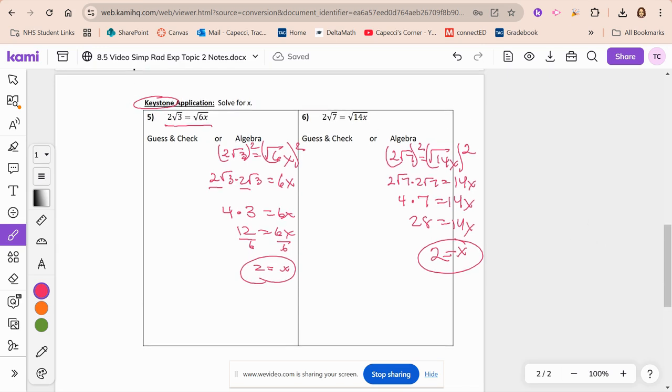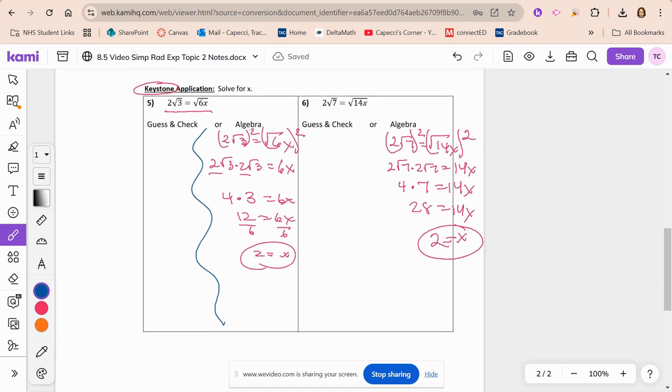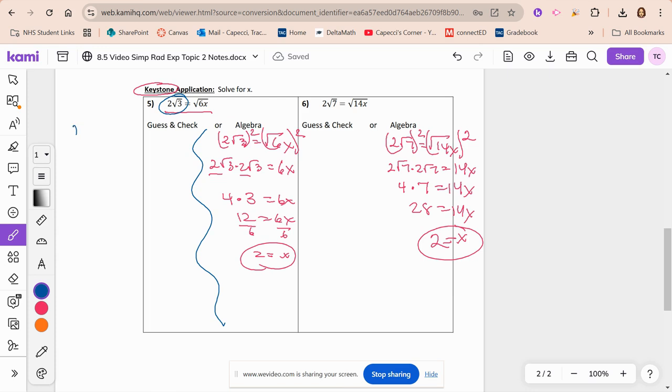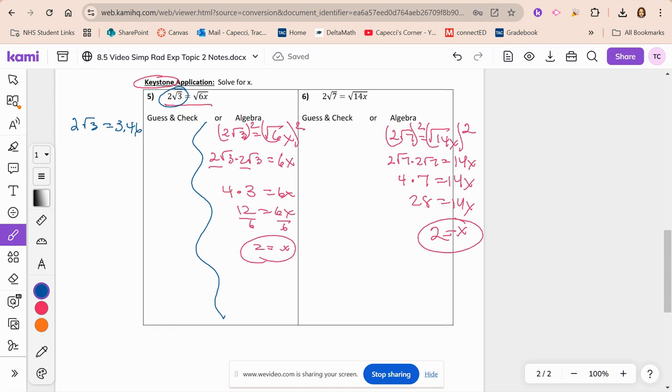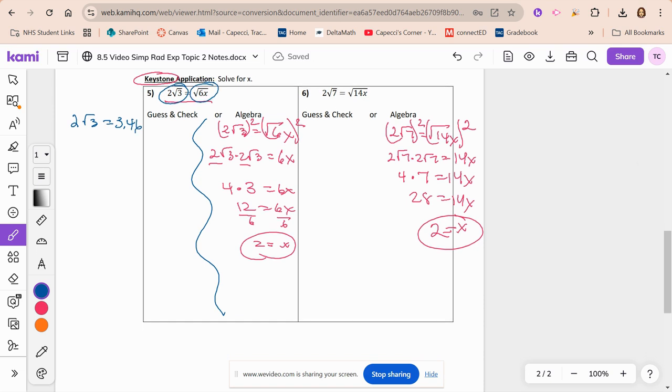Okay, let me show you the guess and check method because again, it doesn't matter how you do it as long as you get there. So the first thing I'm going to do is take 2 root 3 and figure out what that is in a decimal, approximately. So 2 root 3 is approximately, I'm going to round it, 3.46. Okay, so I'm trying to get something that the square root of 6x is going to give me 3.46.